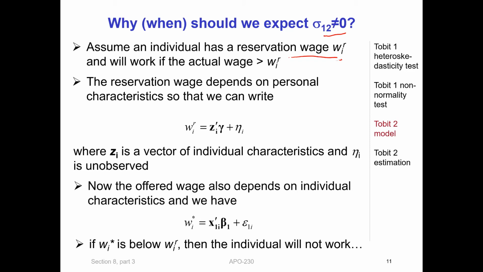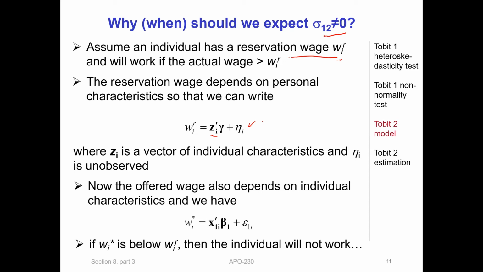This reservation wage, as you could imagine, will depend on all sorts of personal characteristics, so that we could write it as a linear function of some vector zi. Here, zi is some vector of personal characteristics, and of course there is some unmeasurable or unobservable component over there. Okay.